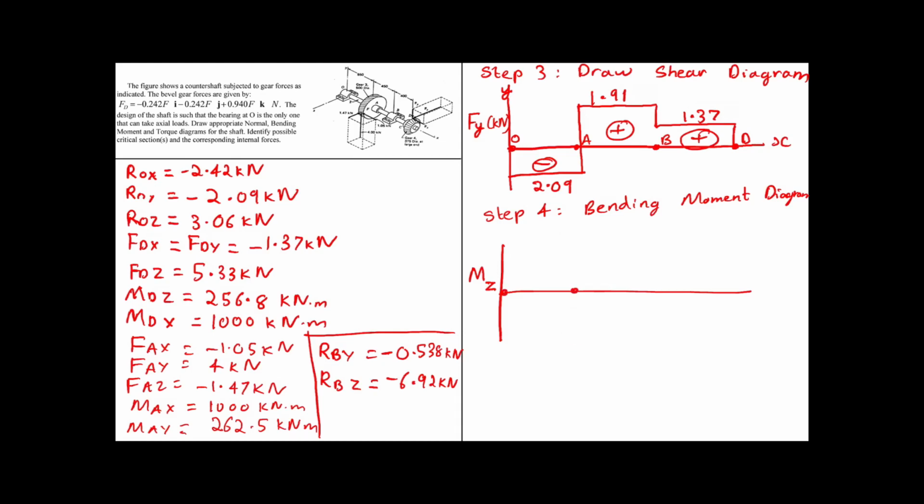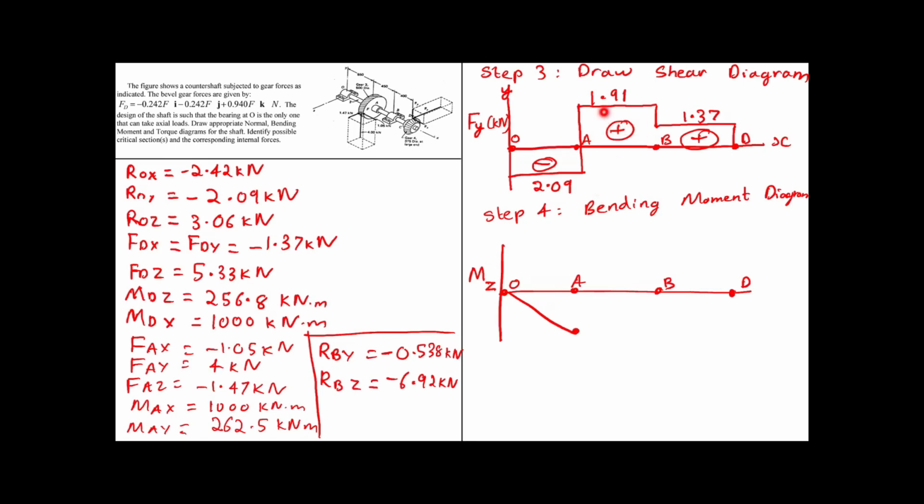I'm just going to mark the locations again over here. So this is O, A, B and D. So the value at A would be 2.09 times the distance between O and A. O to A is 550. So 550 times 2.09, and it should be a negative slope, so it should be below the axis. So let's mark a point somewhere below and connect this here. All right.